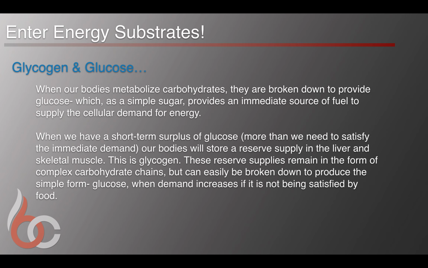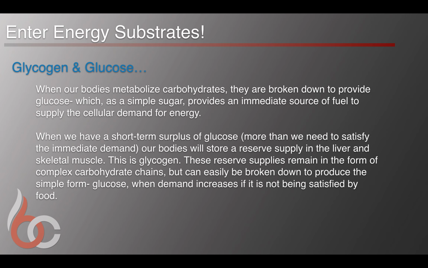And when we have a short-term surplus of glucose, and let's think about like I just ate something super sugary, right? I've got a short-term surplus of glucose. We have more than we need to satisfy the immediate demand. And our bodies are going to do something at that point. If we have more glucose than we need to satisfy the immediate demand, our bodies are going to start to store this reserve supply, and this is in the liver and in skeletal muscle, and this is glycogen. Our bodies will reserve supplies in the form of this complex carbohydrate, glycogen, and it's still very easily broken down. This is going to be very easily broken down to produce that same simple form of glucose as the demand increases, or if the demand is no longer being satisfied by a simple sugar.